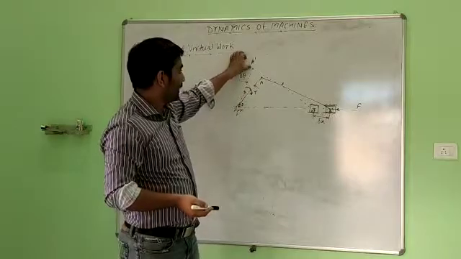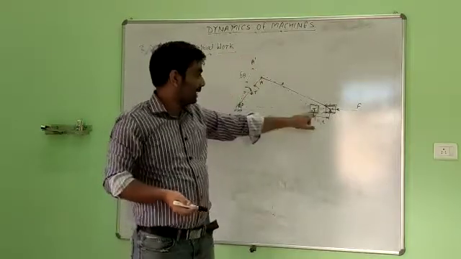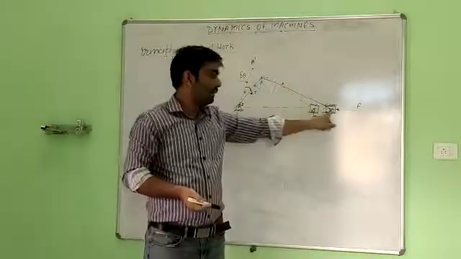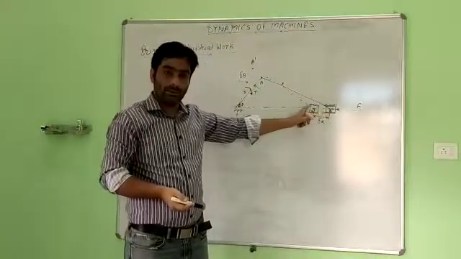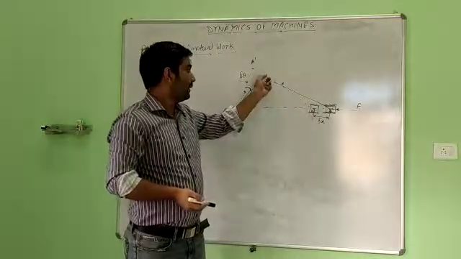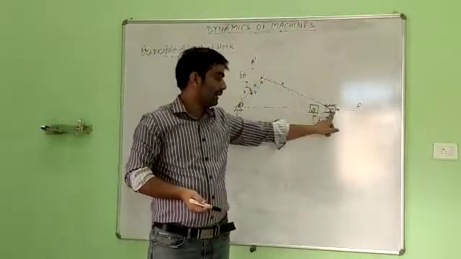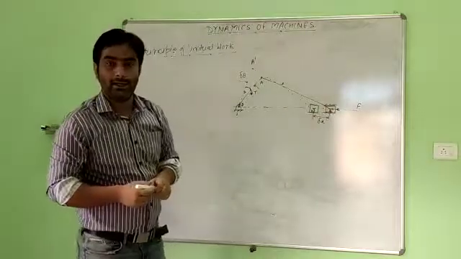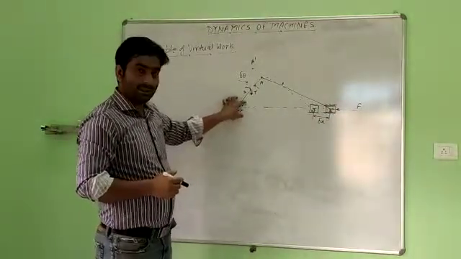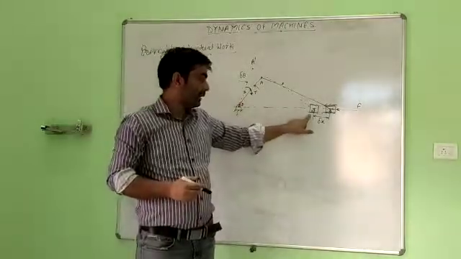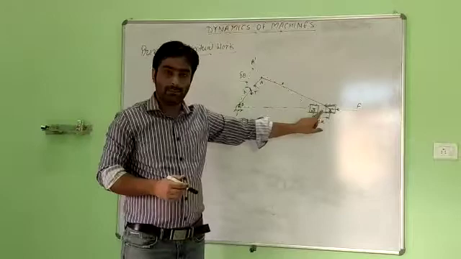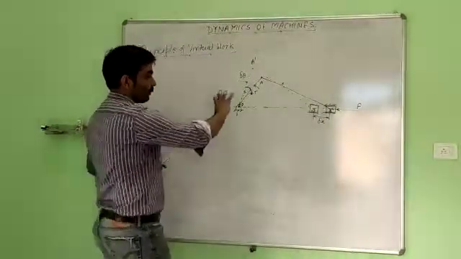Now we have reaction at A and reaction at B, where the connecting rod is connected. The reactions at A and B will be equal and opposite, so we don't have any work by these reactions. So now, we have included the reactions here, at A and at B.